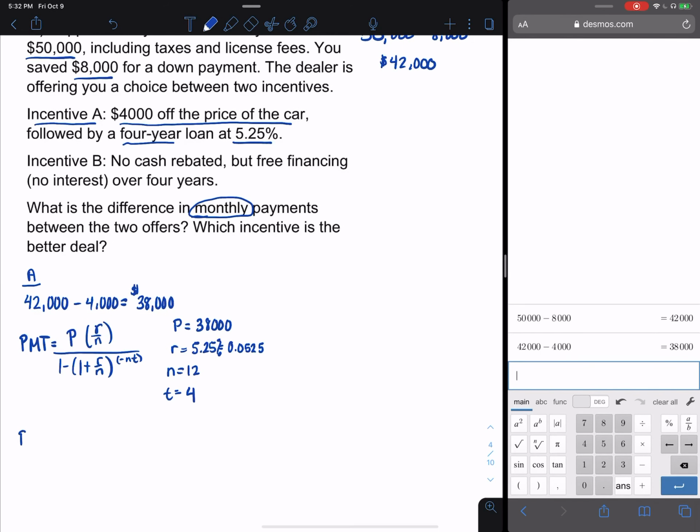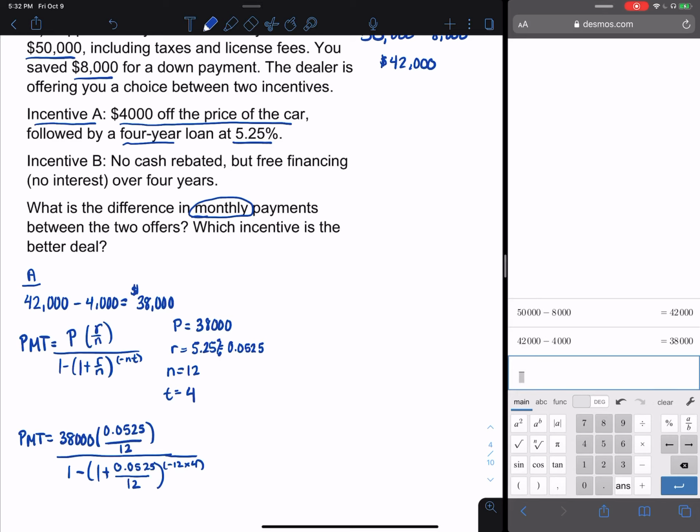So when I substitute this in to the formula, I'm going to have 38,000 times 0.0525 divided by 12 all over 1 minus 1 plus that rate, 0.0525 divided by 12 raised to the power of negative N, so the 12 times T, the 4. Then I'm going to come over here and plug it in my calculator.